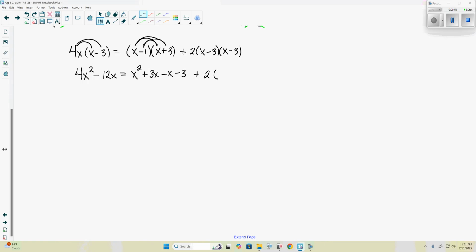Plus 2 times, here we can distribute the x. X times x is x squared. X times negative 3 is negative 3x. Negative 3 times x is negative 3x. And lastly, negative 3 times negative 3 would give us positive 9.